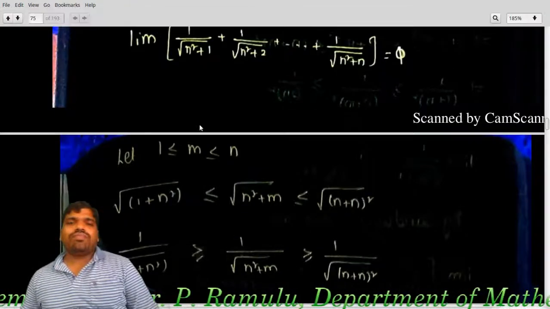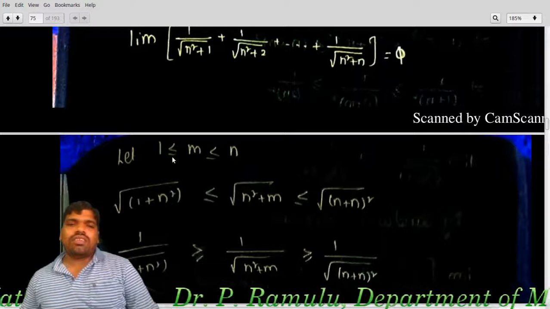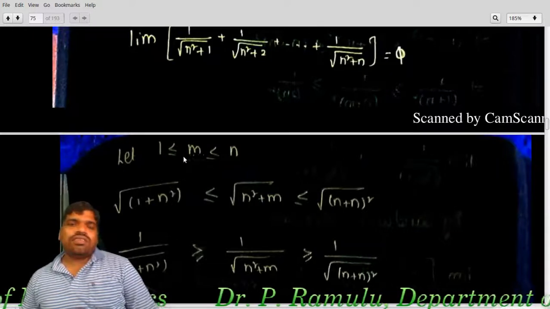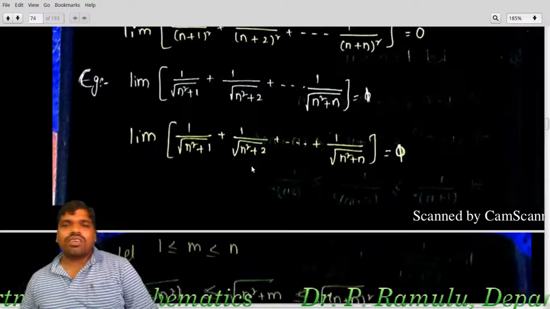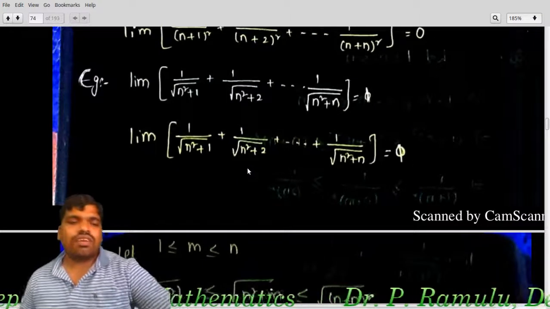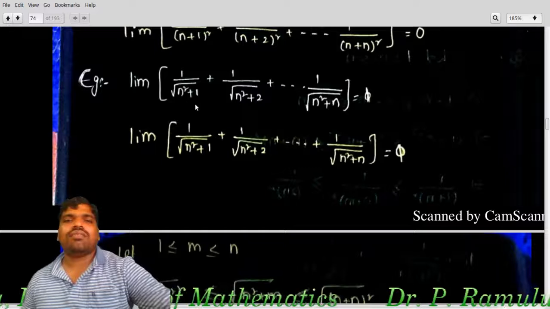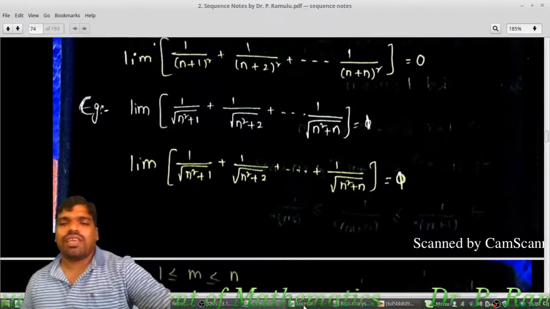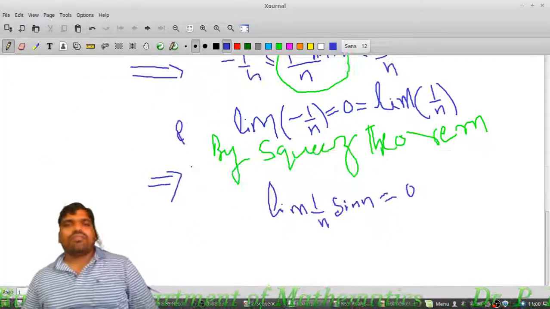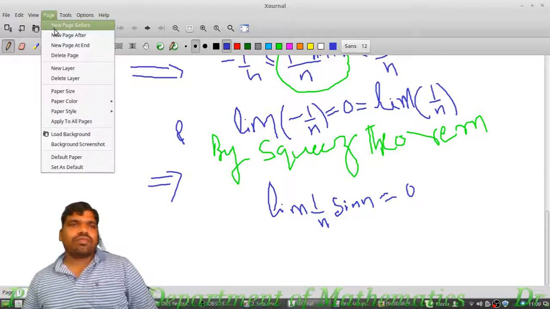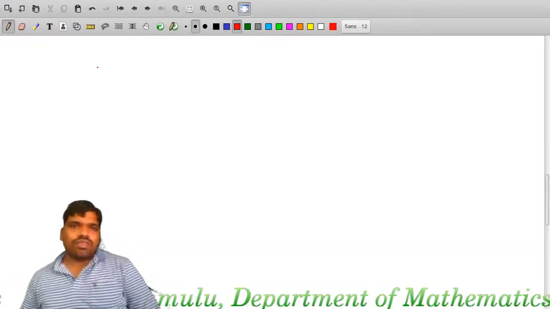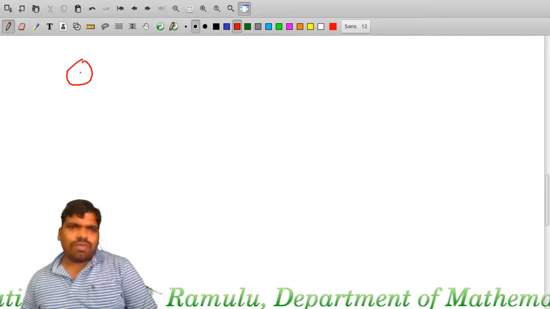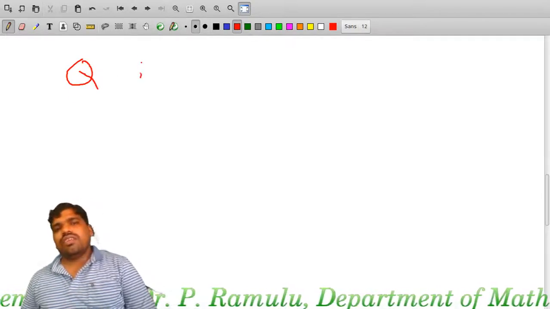So I am taking 1 less than or equal to m less than or equal to n. So I am adding n square to both sides, okay? See, I will show how it is. I want to show the question again. If we observe quickly, it is easy.